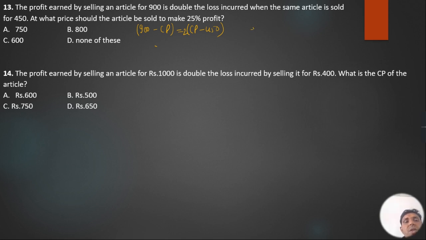You can solve for the value of CP. This will be 900 minus CP is equal to 2 multiplied by CP minus 450. Solving this, 3 multiplied by CP is equal to 1800, and here the value of CP will be 600. For the selling price, here selling price will be 1.25 multiplied by 600, and the value of this multiplication will be 750. So students, the answer of this question will be option number 1.